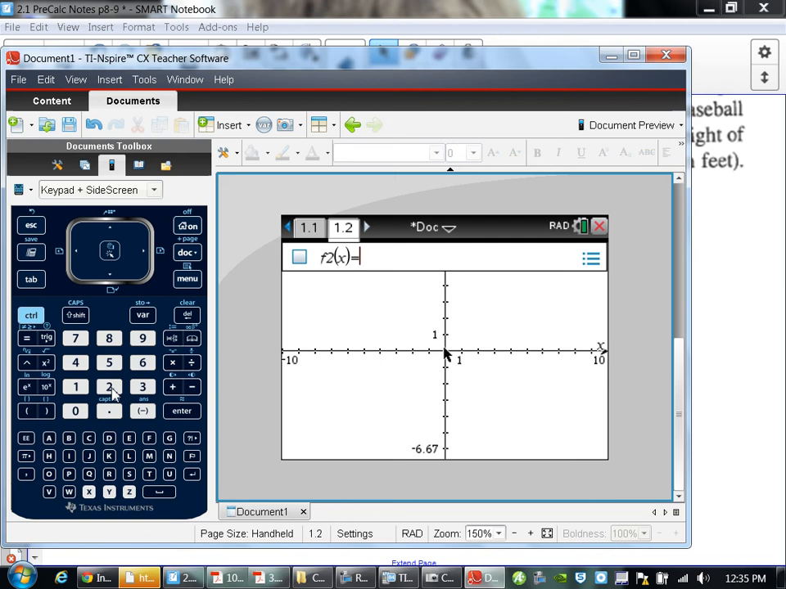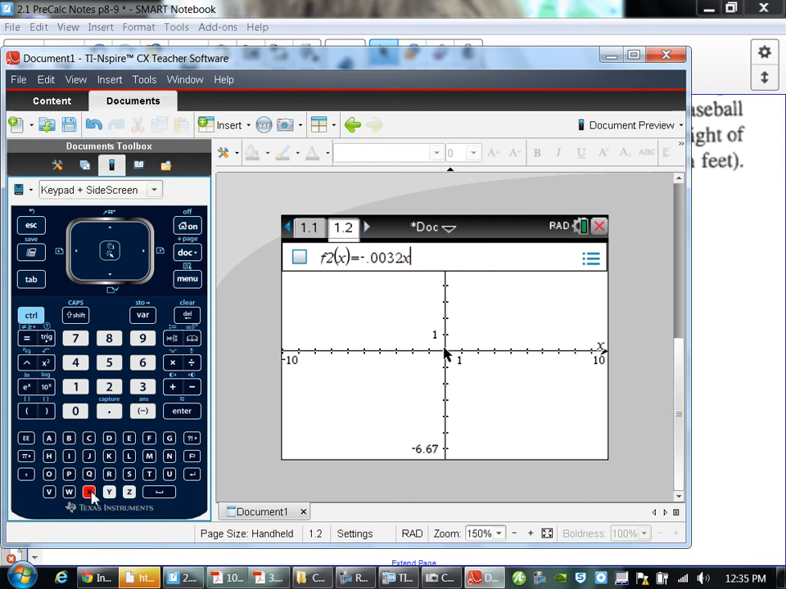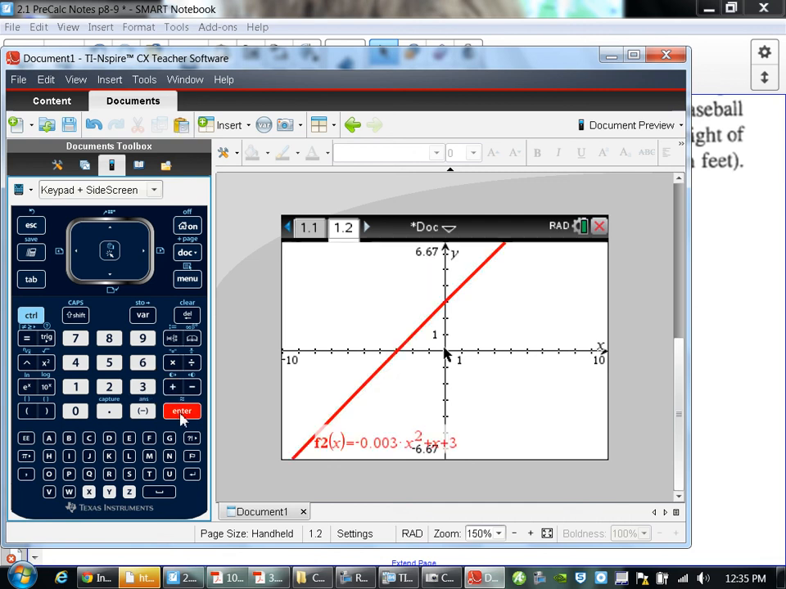Start over. I forgot to put an x in mine. I'm sorry, guys. 0.0032 x squared plus x plus 3. Now it should work. Oh, it's still there. Why is this? It should be straight. Anyway. Oh, it's because my window's all messed up.